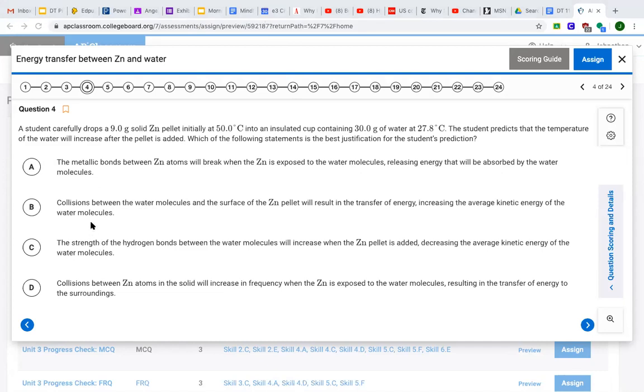B. Yeah. Okay, so let's look at all the answers, right? Let's go through them all. B is correct. So let's start with A though. The metallic bonds between zinc atoms will break. No, because there's just no reason for zinc to dissolve. Zinc's not like an ionic compound or something. It's not going to just dissolve in water.